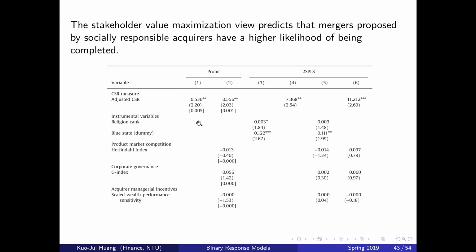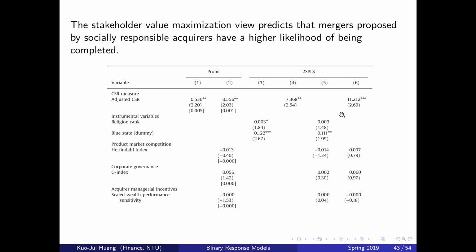In the first two columns of this table, as you can see, the adjusted CSR score is positively correlated with successful mergers. In columns 3 to 6, the authors use the two-stage probit regression to deal with the omitted variable problem. In the first stage, they run the regression of CSR on two instrumental variables and get a fitted value of CSR. In the second stage, they run the regression of mergers on the fitted value of CSR and get the final results. Please note that the CSR score is continuous, so the two-stage setting can be used.